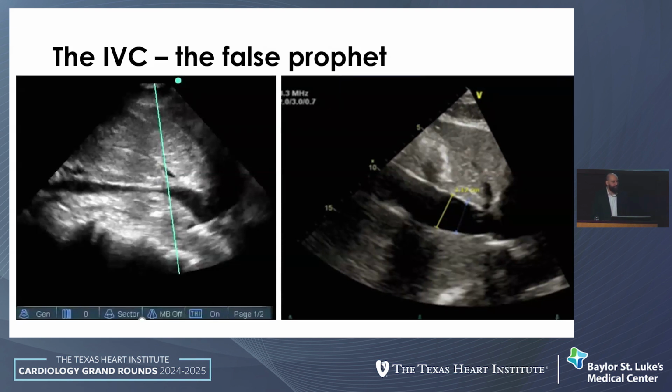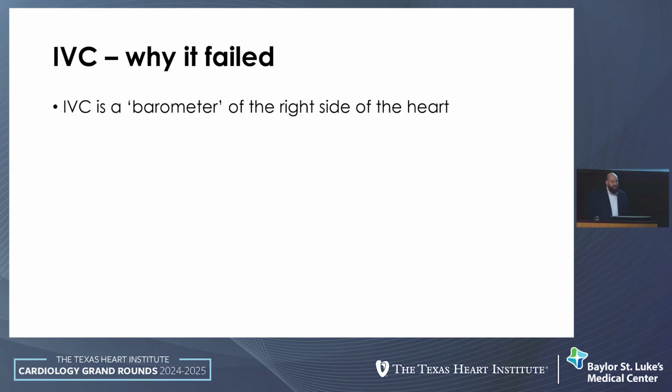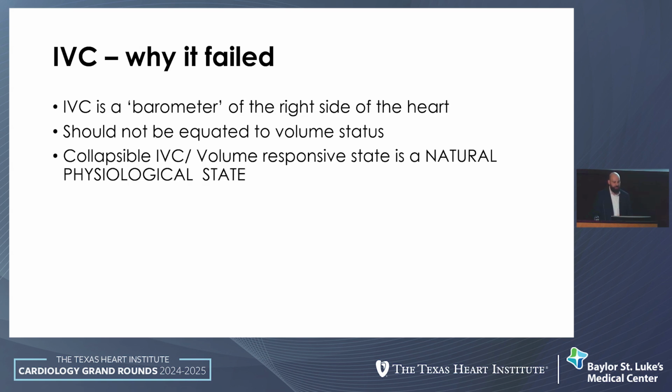Another good example I always give is if someone develops obstructive shock from a PE, a saddle embolism, what happens to their right-sided filling pressures? The CVP goes up, the IVC gets large. If you were to diurese a patient with a saddle embolism, you may cause great hemodynamic derangements. So why did the IVC fail? Well, because the IVC tells us the pressures of the right side of the heart. And that's all it tells us about the filling pressures. And we should try to move away from trying to equate IVC size or collapsibility with volume status.